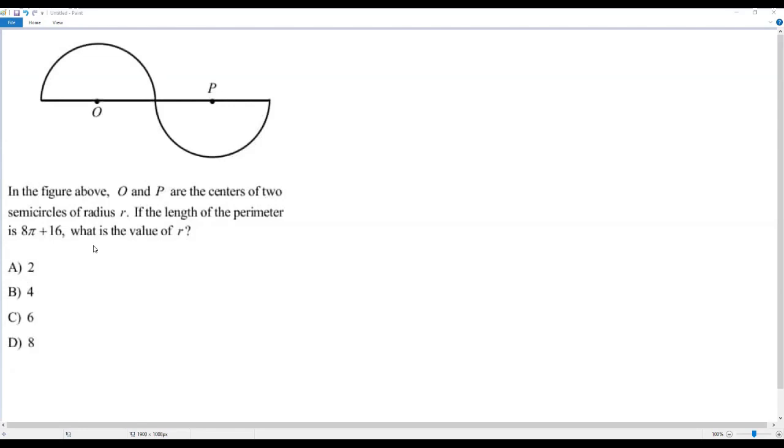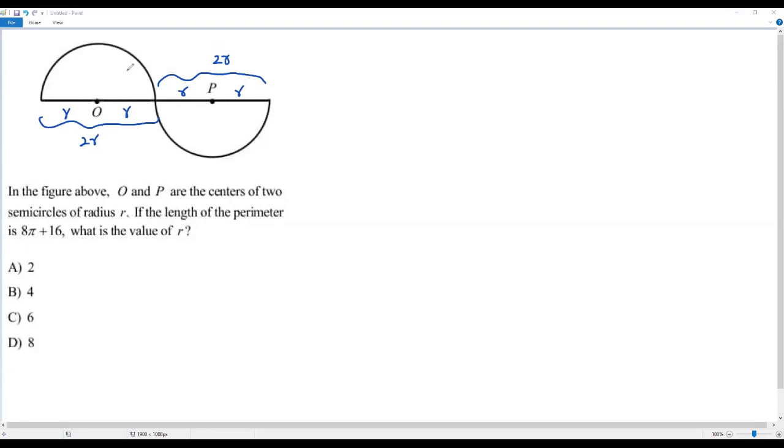Okay, the question says for two semicircles we have over here with centers of O and P, we have the same radius r. So here we have the length r, here we have the length r. So the total length, that is the diameter, is 2r over here. The same we have for the second circle as well. There is r and r, the diameter is 2r, and the question says the length of the perimeter means the total length of the perimeters of the two semicircles is 8π + 16.